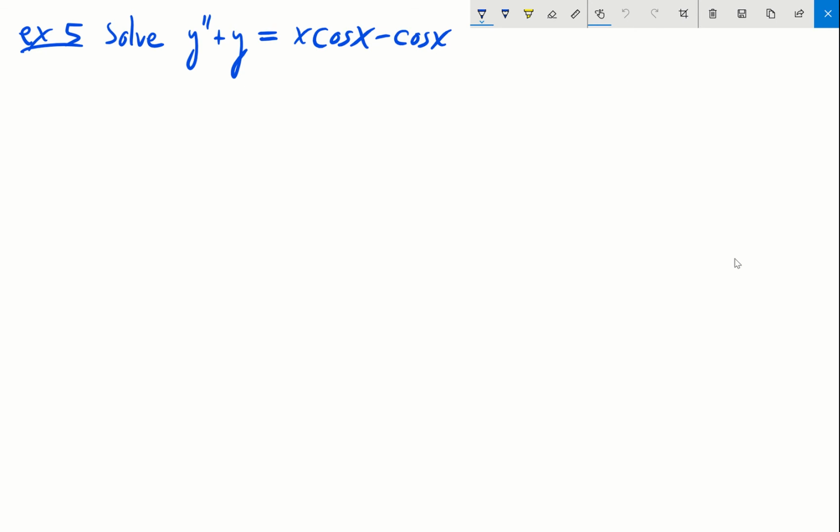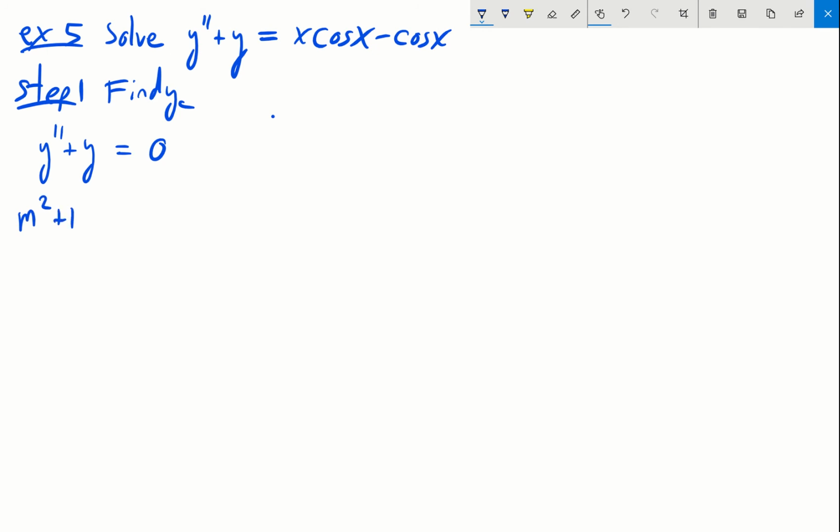Let's take a look at one more example from section 4.5. Let's solve the differential equation y double prime plus y equals x cosine x minus cosine x. We'll start off the same way we've been doing. We want to find the complementary solution first, so let's find y sub c. We need to solve the homogeneous differential equation y double prime plus y equals 0.